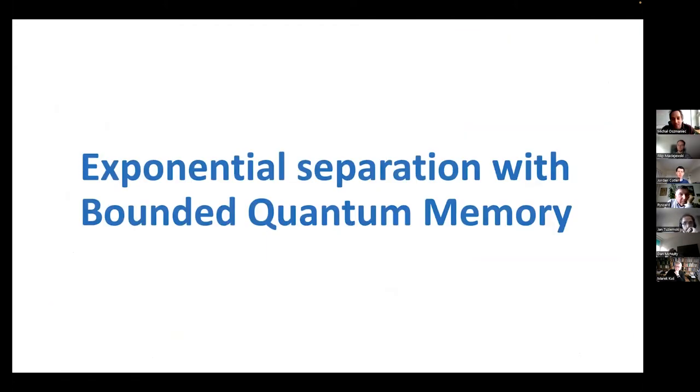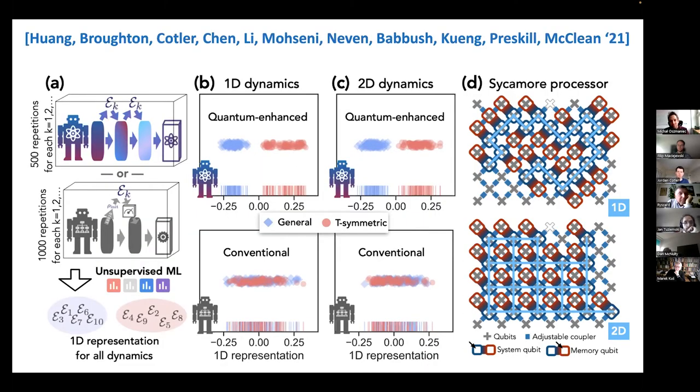Sorry, can I ask? Because for quantum states, you had examples of experimentally feasible instances when you do have this exponential separation between classical and quantum memory. But for channels, for unitaries, do you have something like this? Yeah, that's a great question.